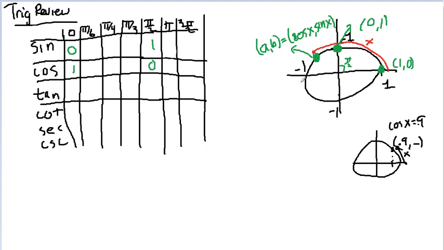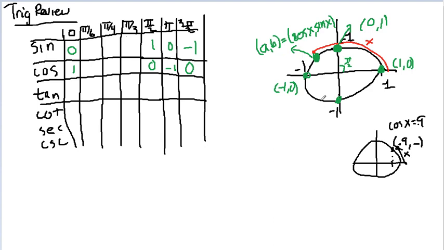Switch. Similarly here, pi, it's nice and easy, that's negative 1, 0. So cosine's negative 1 there, and sine is 0. And similarly down here, it's nice and easy to get, and you get 0, negative 1. So this is the idea that I use to get all my sines, right?